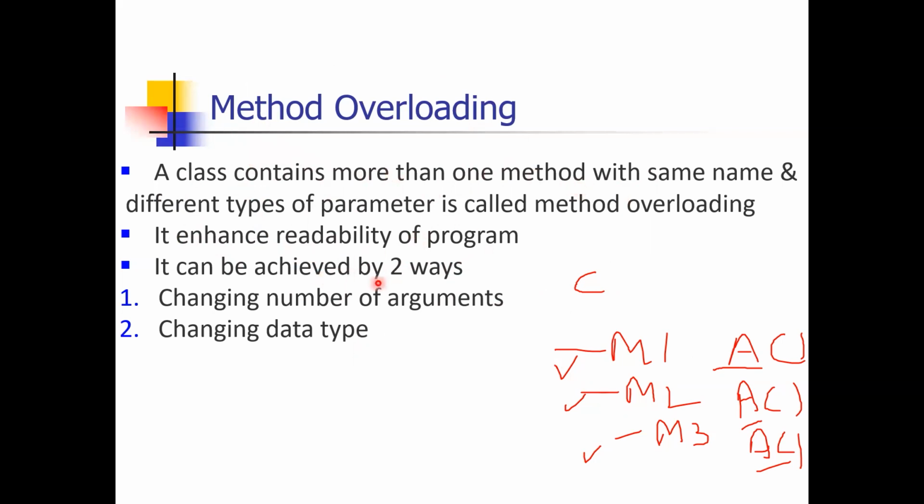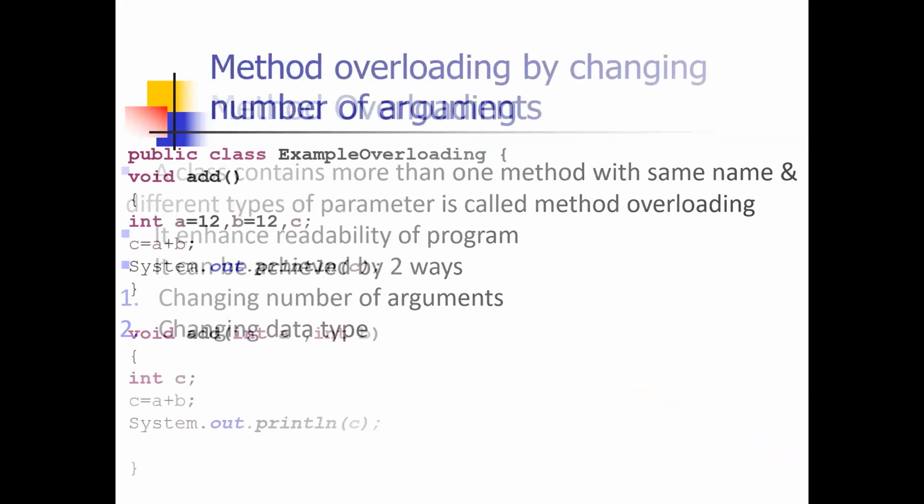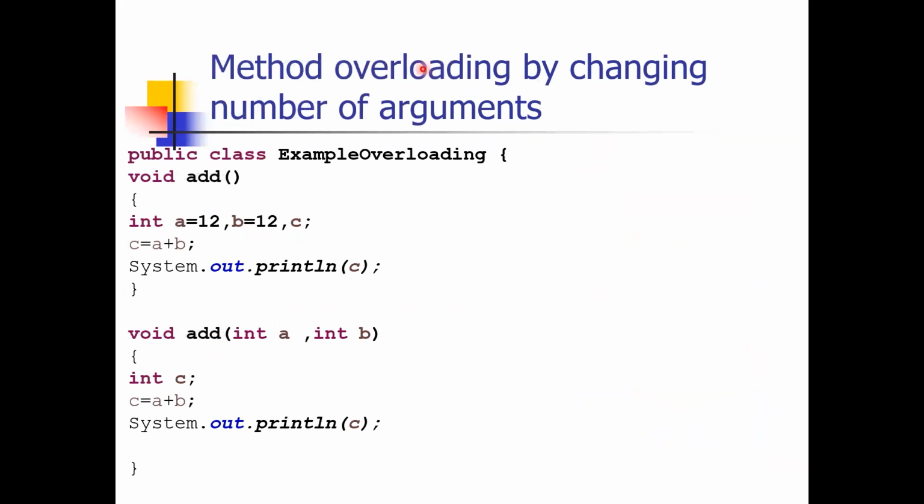It can be achieved in two ways: either changing the number of arguments or changing the data type. First we will see changing the number of arguments for method overloading. Let's see the example.